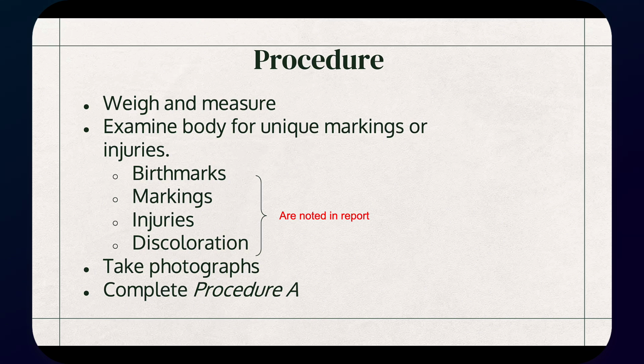So for your external examination, the body is going to be weighed and measured. The external features of the body are examined for unique markings or injuries like birthmarks, injuries, discoloration, any other kinds of markings, and all of that's going to be written in your report. You're going to take photographs and then complete procedure A in your student guidebook.